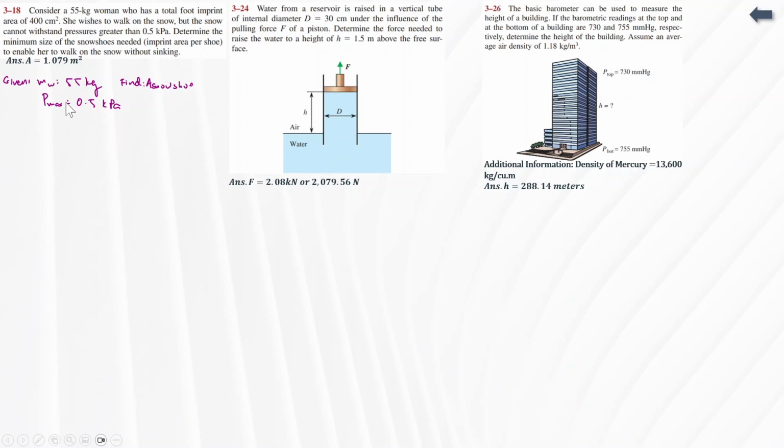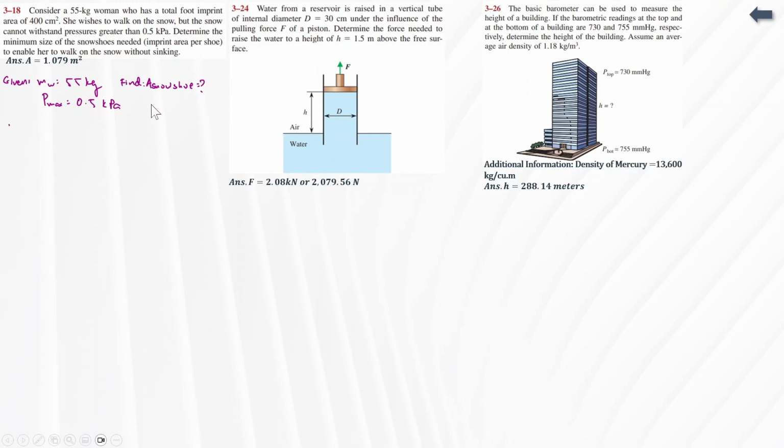So anyway, you're given the mass of the woman at 55 kilograms. So I don't want people asking me, sir, is it mass or is it weight? Remember, when it's kilograms, we understand it as mass, unless otherwise specified. We rarely use kilogram force, of course. So we have also a maximum pressure of 0.5 kilopascals. And the woman has a total imprint of 400 centimeters squared. That's her default footprint.